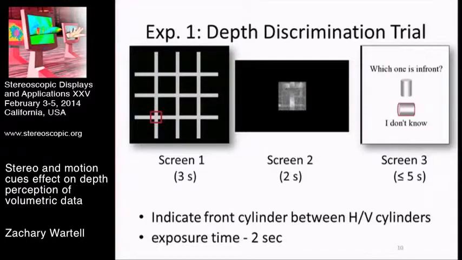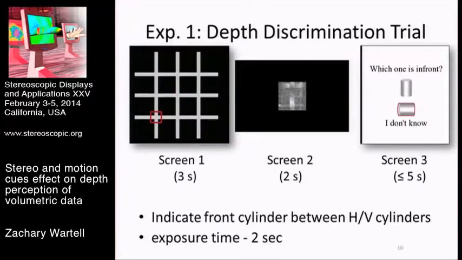In experiment 1, each trial had 3 screens. The first screen was just a 2D display, an abstract representation of the 6 cylinders, and we'd randomly highlight one pair. This indicated which pair of the actual 3D cylinders the user should attend to, and then determine which was in front or back. That screen was shown for 3 seconds.